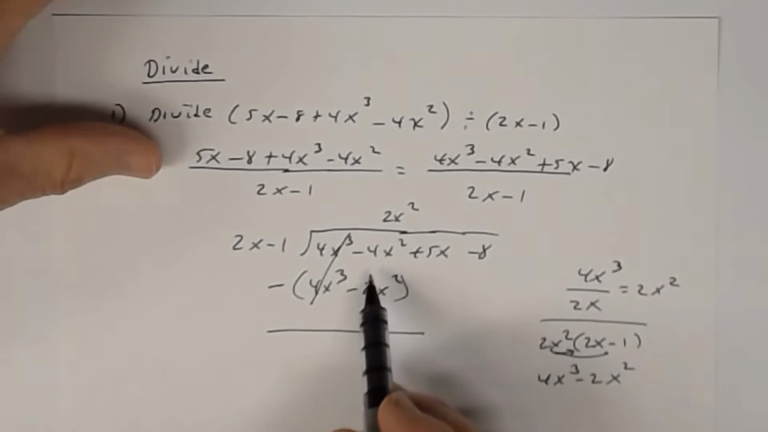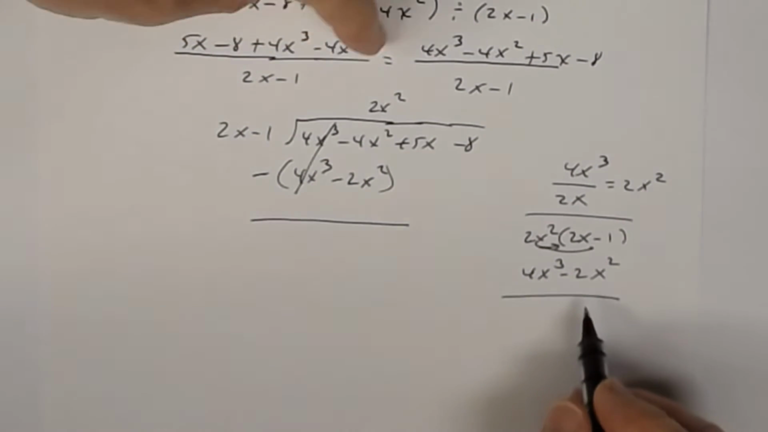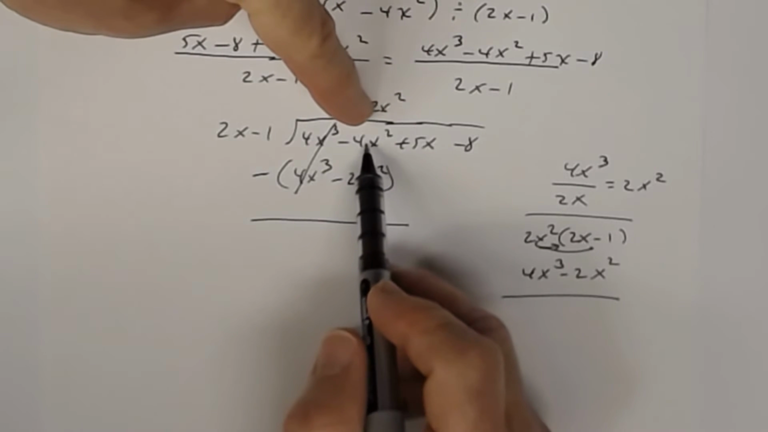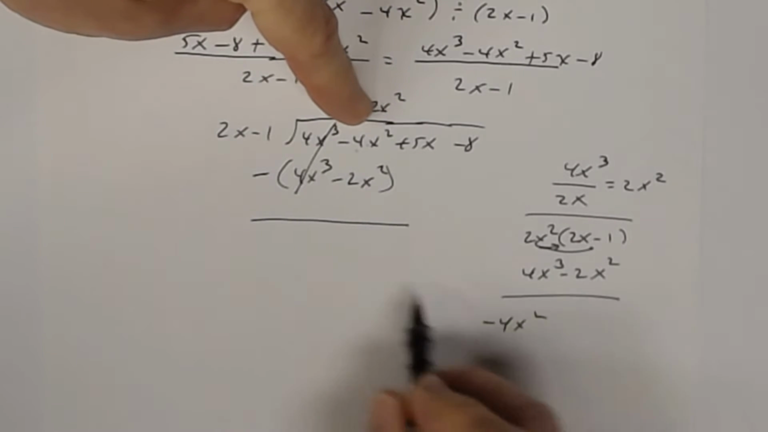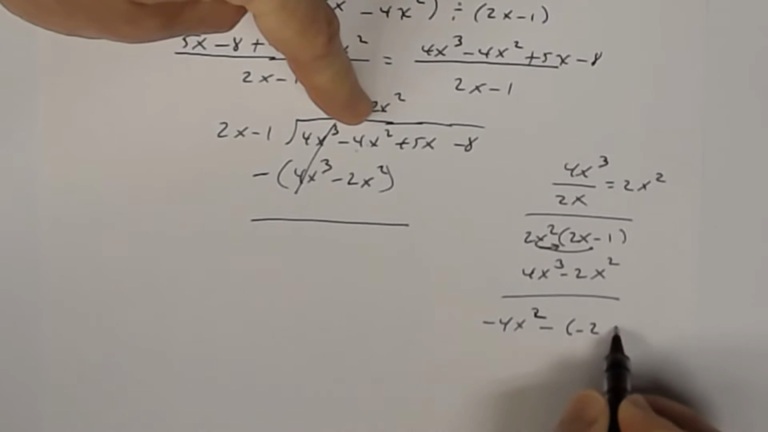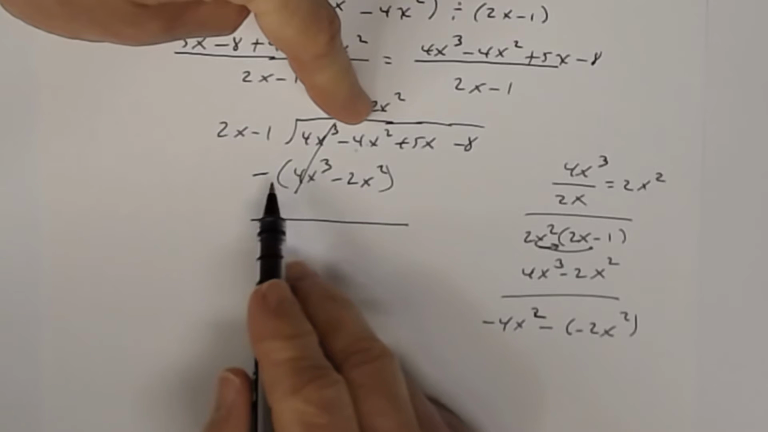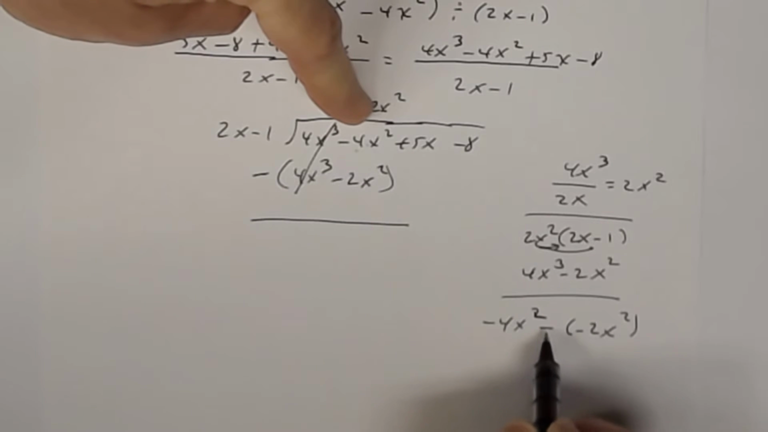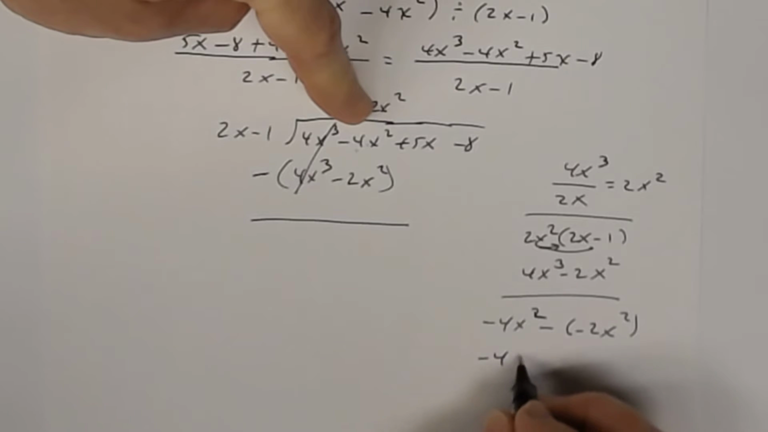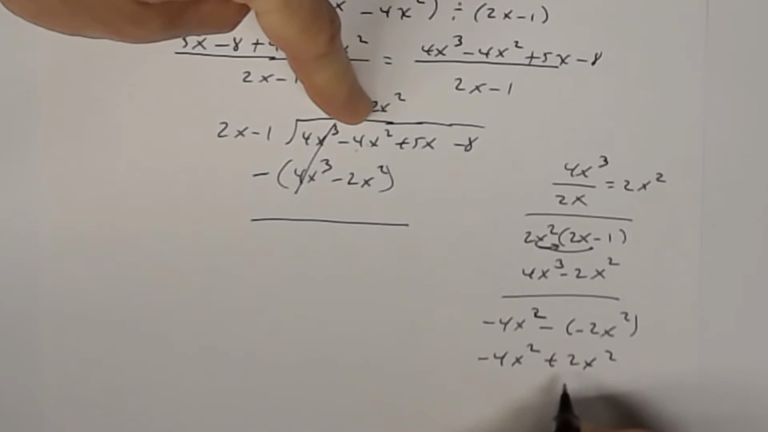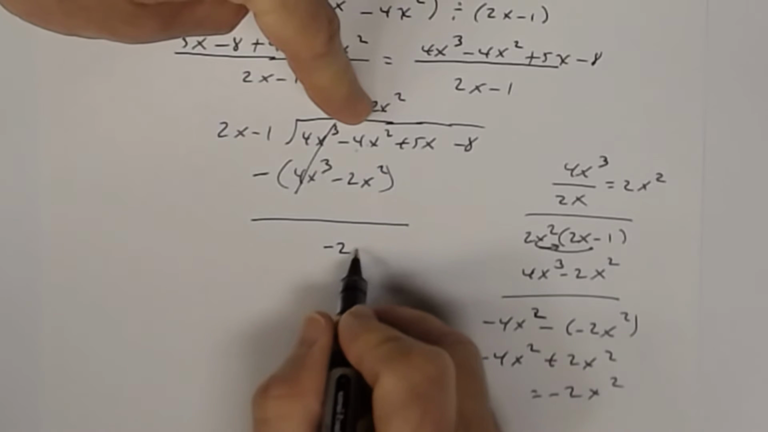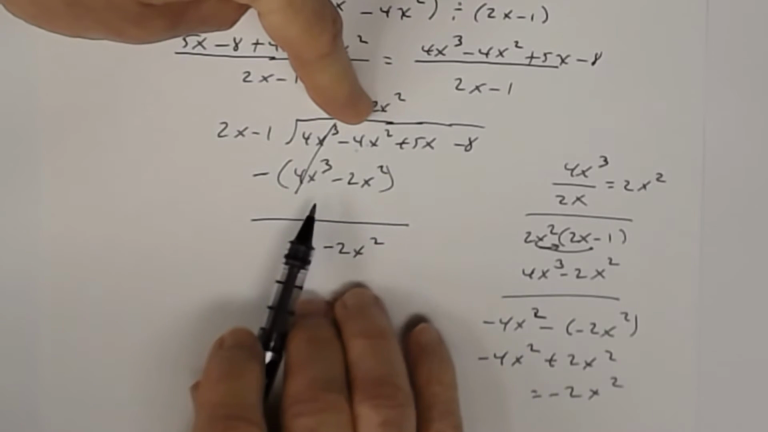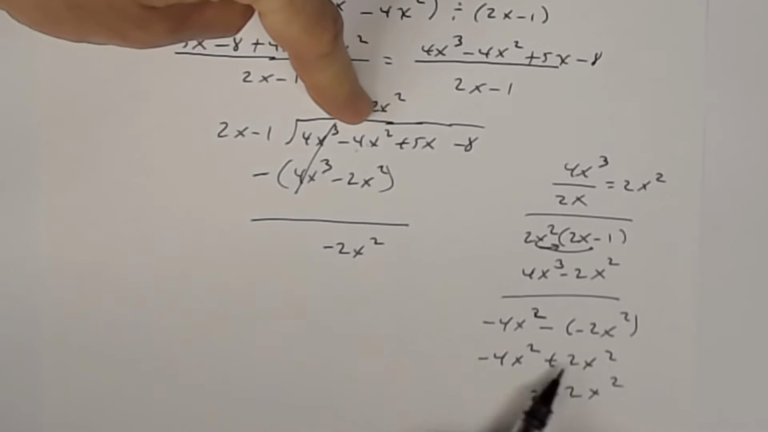Because remember, you're saying, and if you need to write it out, you write it out: negative 4x squared, subtract a negative 2x squared. And remember, when you subtract a negative 2x squared, that becomes a positive 2x squared. So now notice that a negative 4x squared plus 2x squared is a negative 2x squared. So that's what goes here, a negative 2x squared. If you do this mentally, you've got to be careful. You may want to also write it out somewhere else on a sheet of paper.